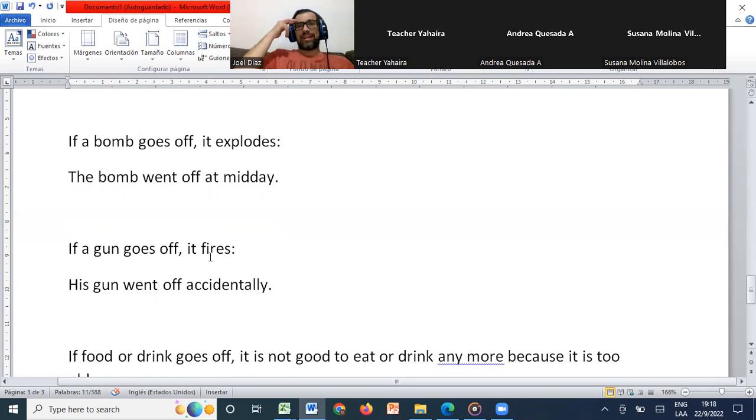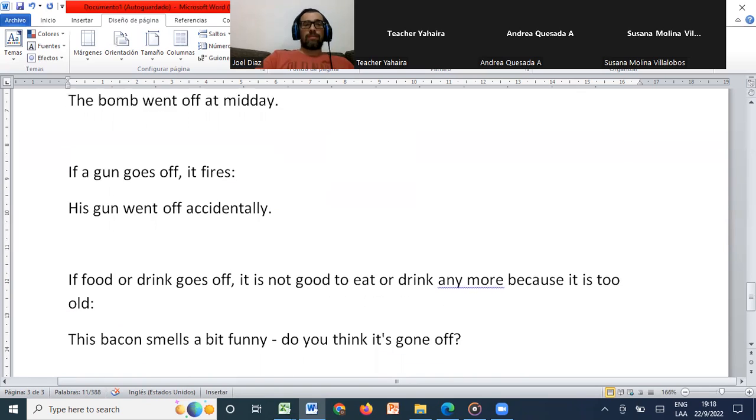We might think that I say, well, his gun went off, accidentally went off. That means, como se apagó. No, it's totally the opposite, right? It means that it fired. So you can say his gun went off accidentally. Oh, wow, dangerous, right? So this one is very, very important.